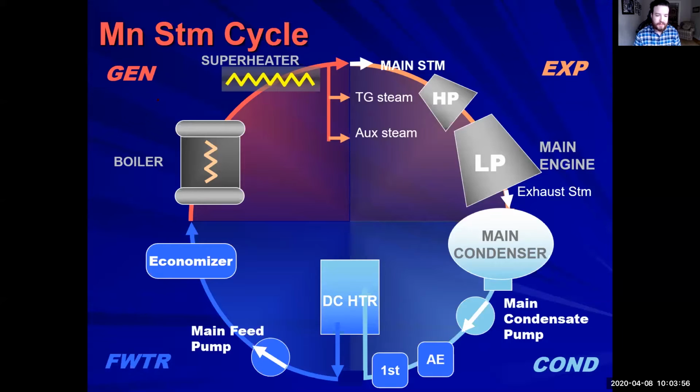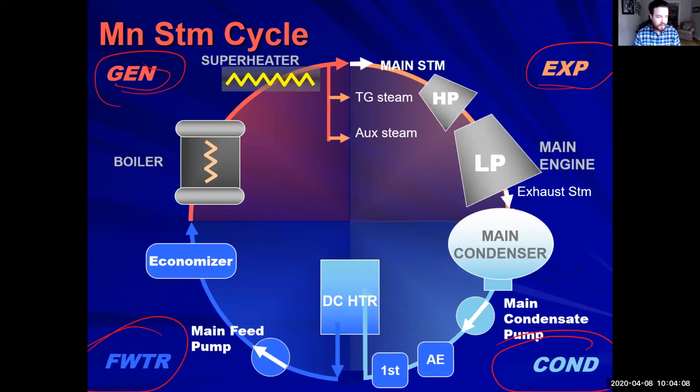We have over here our generation, where we are actually utilizing all the energy that we've made from our generation. We have our condensate side, and we have our feed water side. All right. So it's those 4 main pieces that are going to be broken down. Okay.